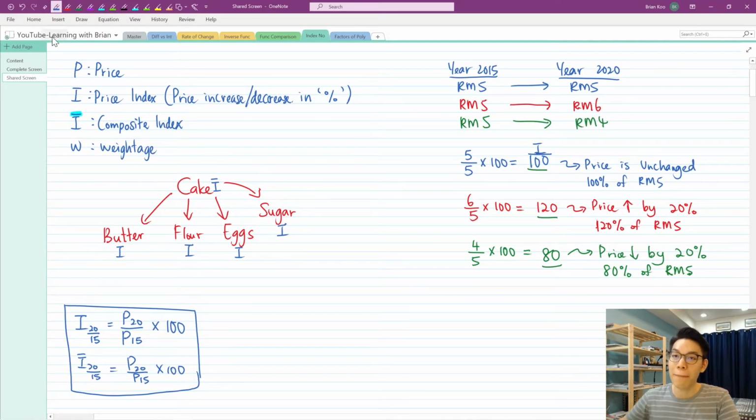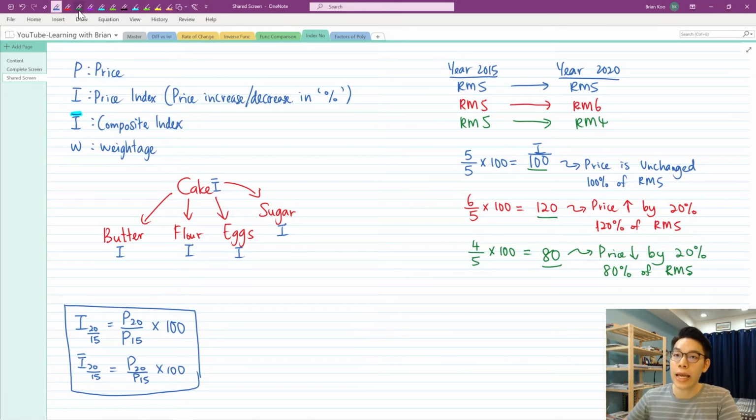Alright, so this formula, you see here, the price can be for the price of the butter, flour, eggs or sugar, or if you are talking about the price of the whole cake, you can also use this same formula. It's just that if it's for butter, flour, eggs or sugar, you use the I only. Then if it's for cake, then you use I bar. A very simple example here, to teach you how to differentiate between an I and an I bar.